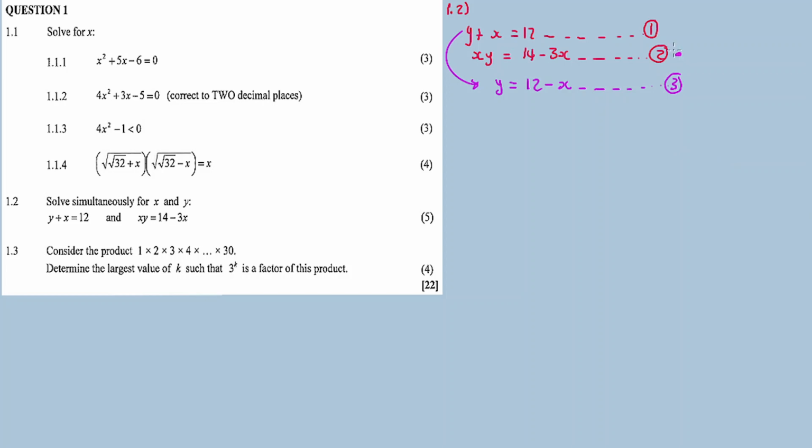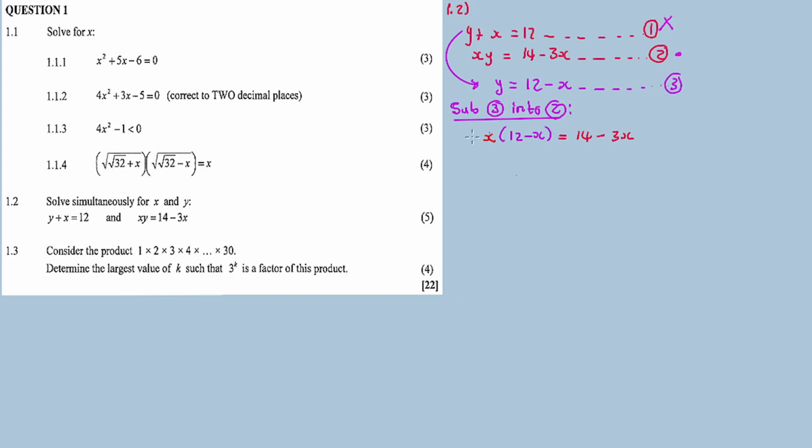And so we are solving simultaneously for x and y, but I solve one at a time. So now substitute y into equation 2. I cannot substitute into equation 1 because equation 3 comes from equation 1. So I'm substituting into equation 2. So where there's y I will put 12 minus x. So let us substitute again. So substitute equation 3 into 2. We substitute now into equation 2, but where there's y I put 12 minus x.